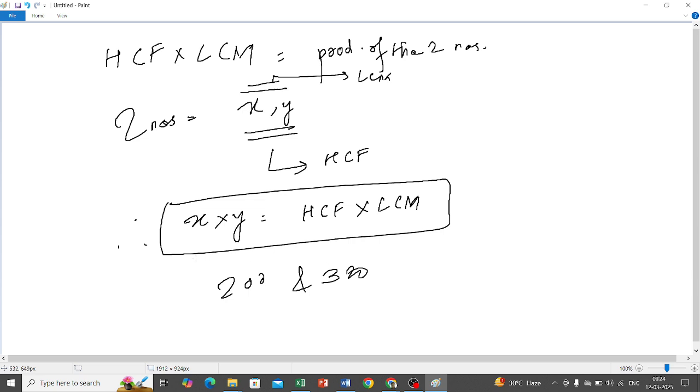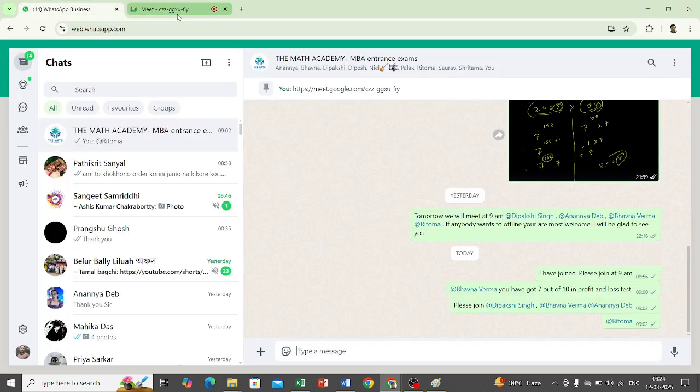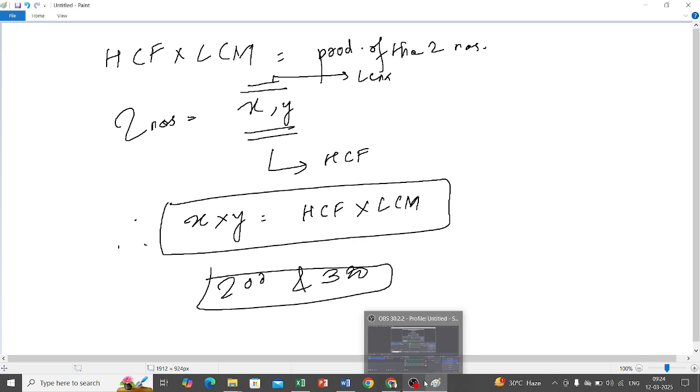See, what is the meaning of this? What do you have to find out? Tell me. HCF, greatest number. Yes. Find the greatest number that will exactly divide 200 and 320. Yes sir, we have to find the HCF.